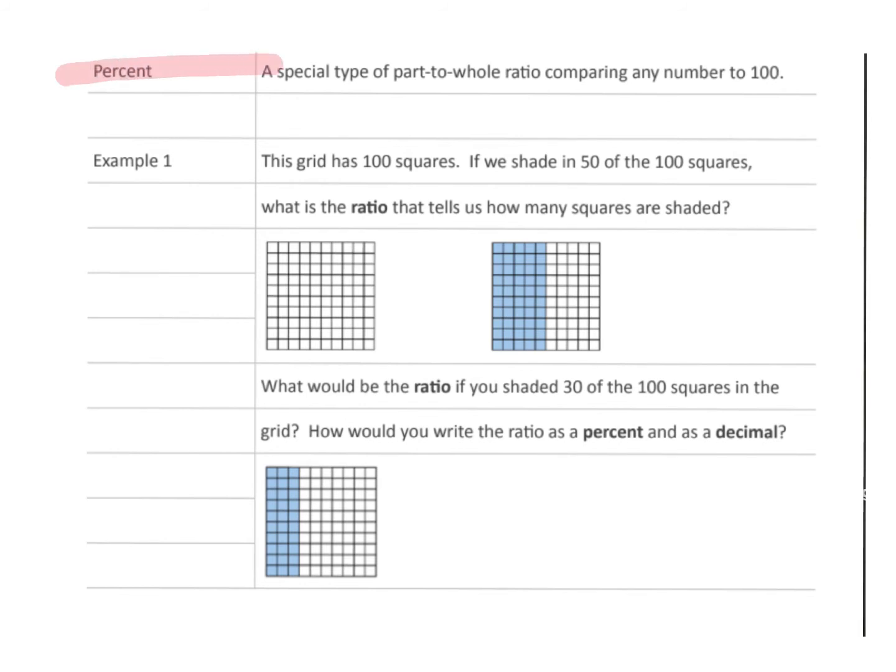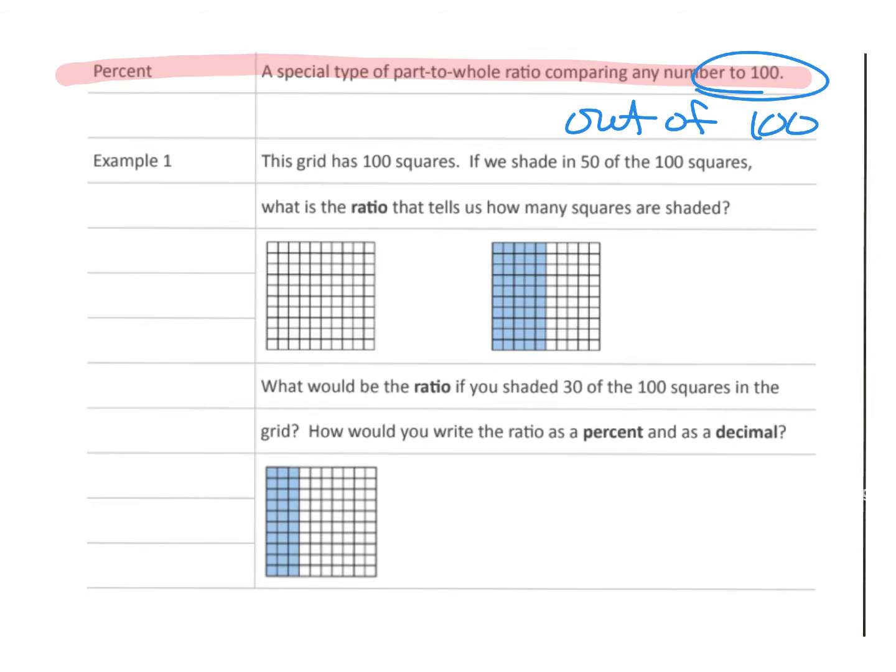In your notebooks, please write down the definition of percent. A special type of part-to-whole ratio when comparing any number to 100. And that is the important part. Percent basically means out of 100, and that's the part that we're going to be using the most. Pause the video if you need time to write that, and then we'll continue.